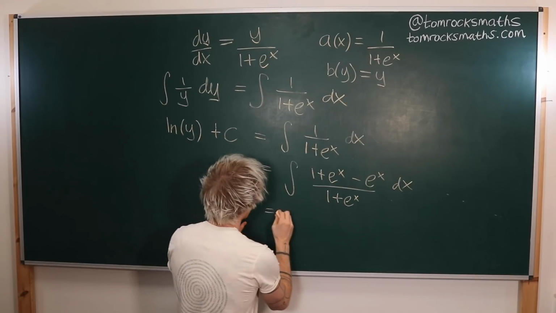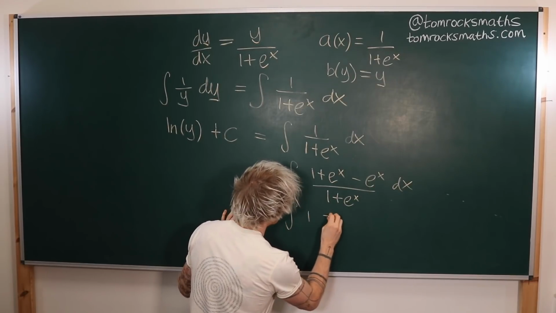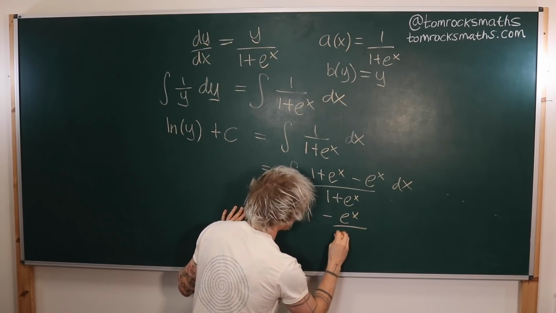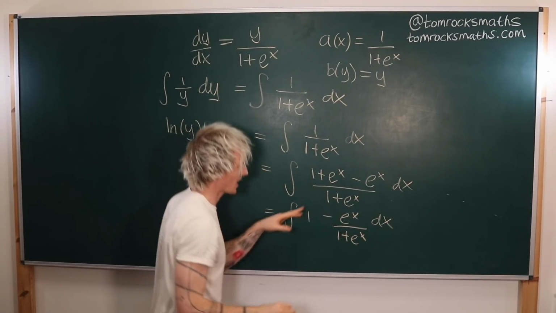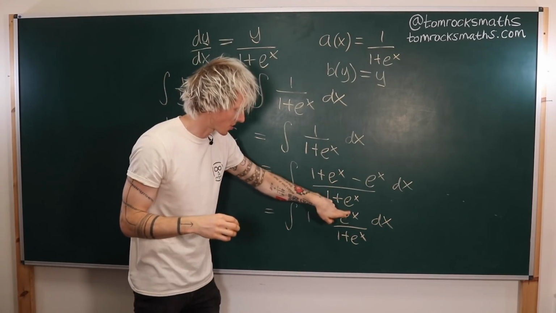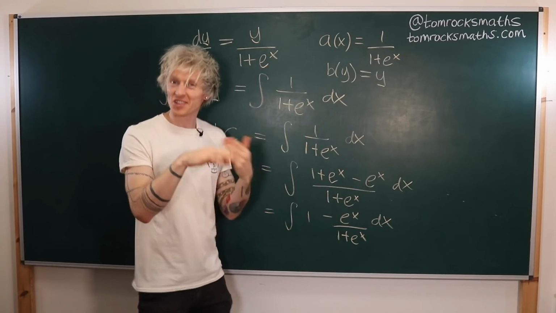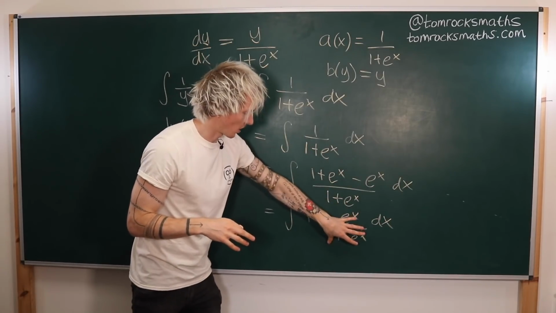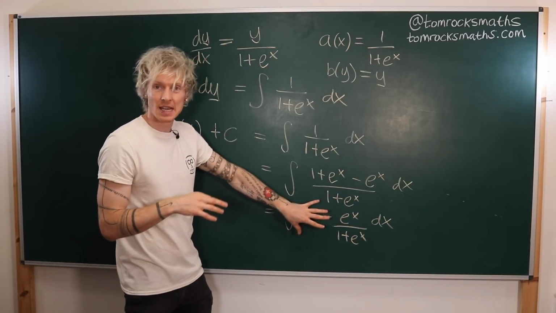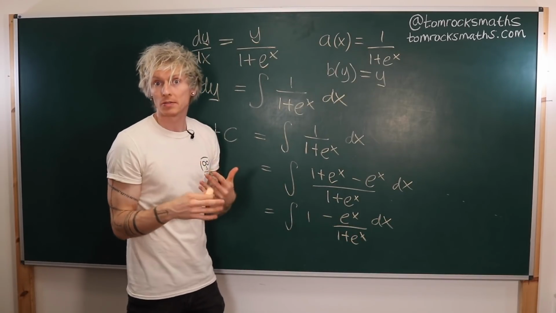So this becomes the integral of 1 minus e to the x divided by 1 plus e to the x dx. And now we've got the e to the x on the top, which is like the reverse chain rule of the denominator. So this will integrate to give a log, this will integrate to give an x, and then we can put it all together and solve for y.